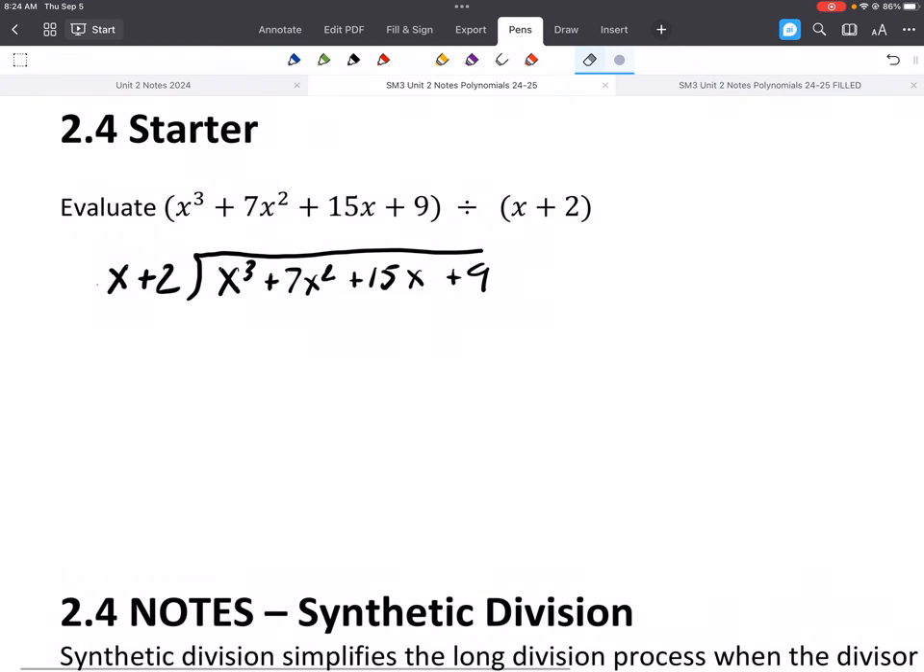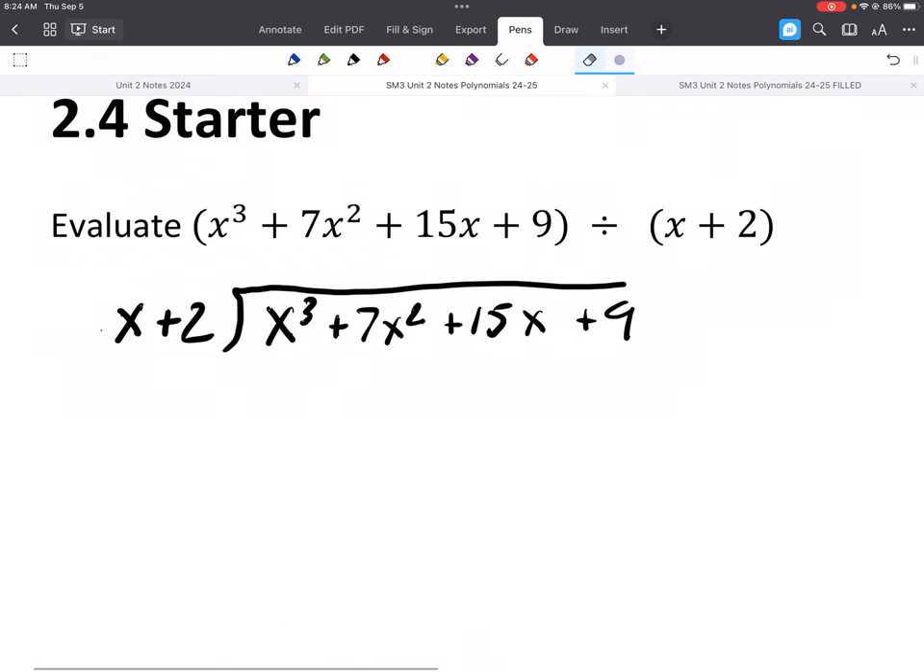On your test, you are going to have at least one example where you're going to need to use synthetic division. So please make sure that you do go through this video and do your homework using synthetic division. Okay? All right, so here we've got long division.